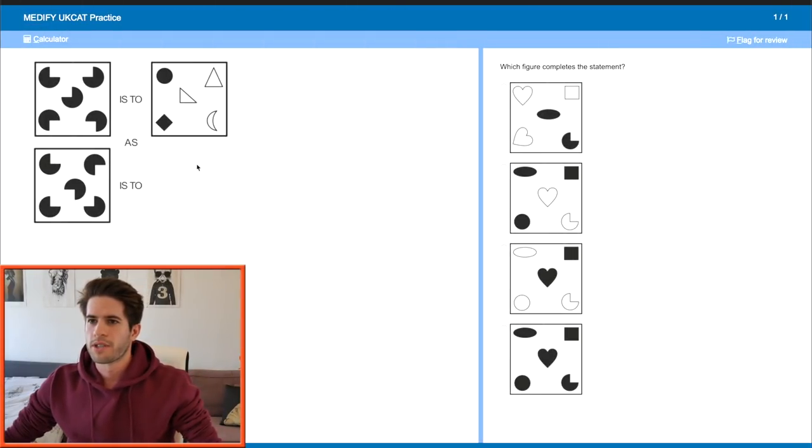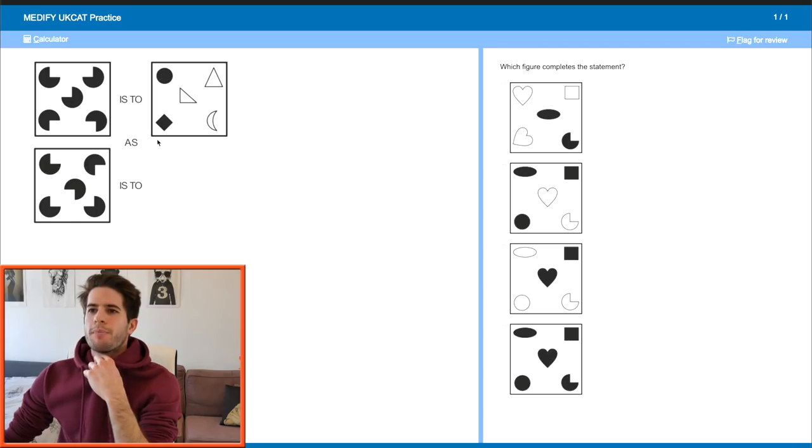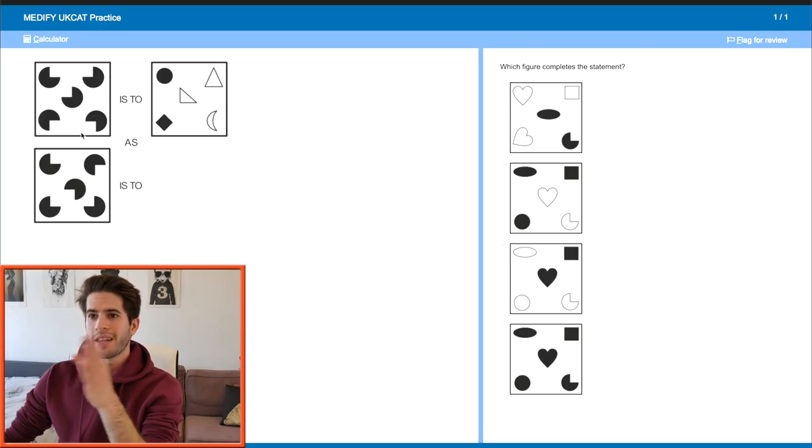Right, another analogy question. So this is to this as this is to that. So what's going on here? Pac-Man, circle, Pac-Man, triangle, Pac-Man, diamond. Okay, so I'm assuming depending on where this right angle is, it's going to make a different shape. I'm assuming. So, okay, nice. I got it. So these two shapes are black and the cutout has come from the right half of the circle. These three shapes are white and the cutout has come from the left half of the circle.